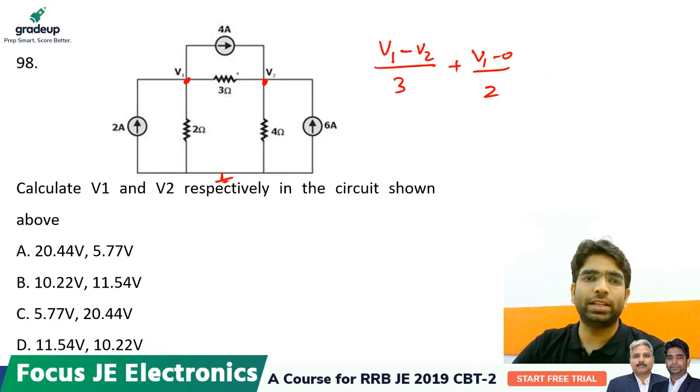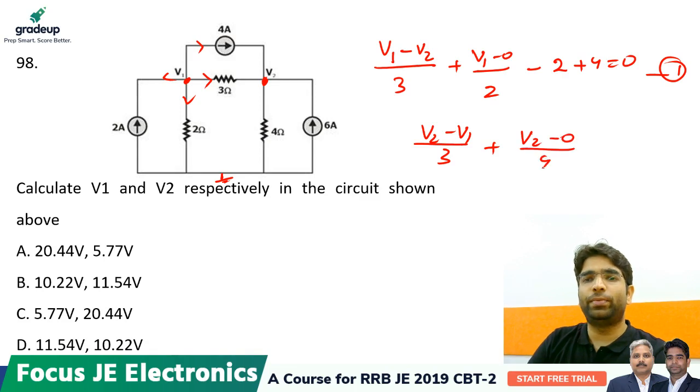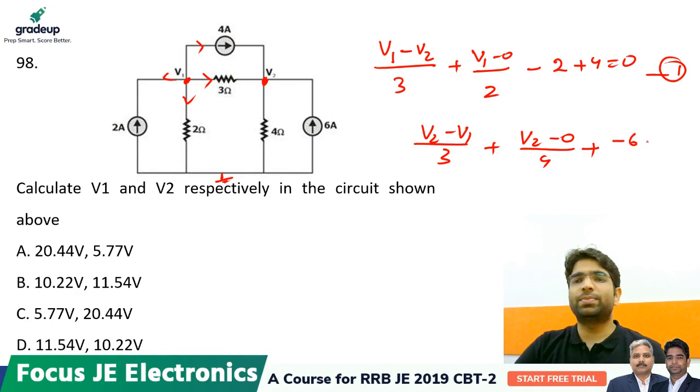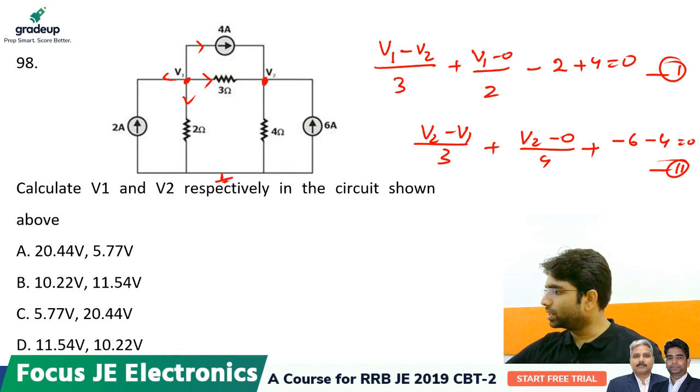Take the leaving currents from this node and these branches. It will be minus 2 plus 4 equals 0, your first equation. The second equation is with respect to V2: V2 minus V1 by 3 plus V2 minus 0 by 4 plus, since both are incoming currents, minus 6 and minus 4 equals 0. Solve these two equations and get your results.